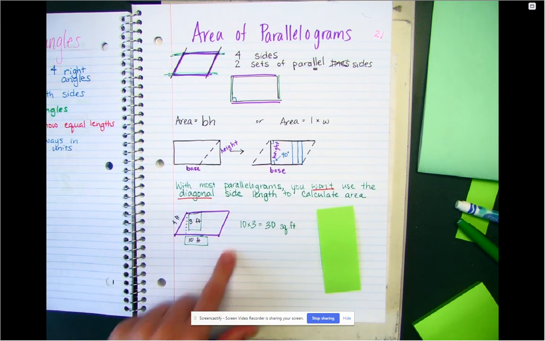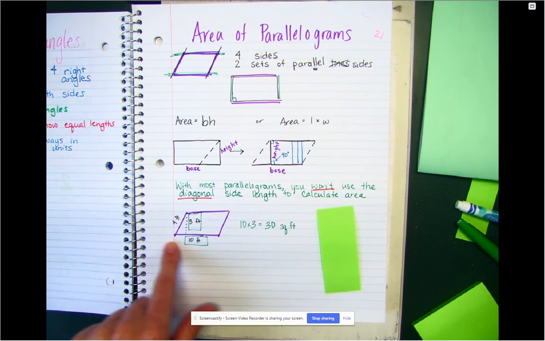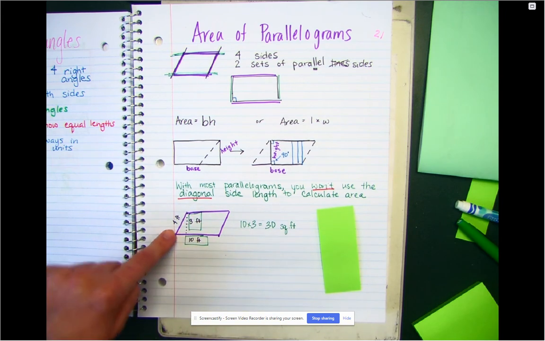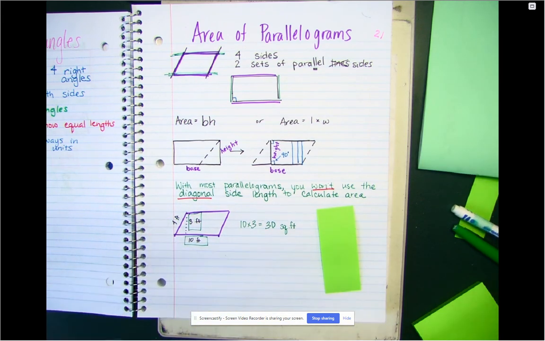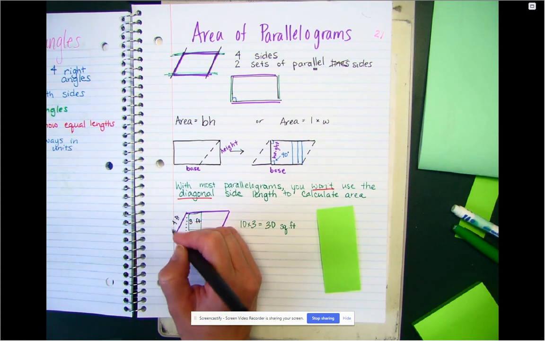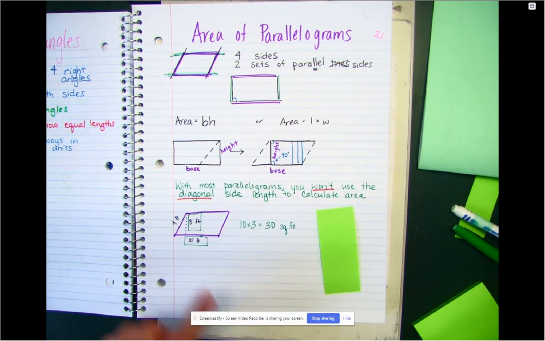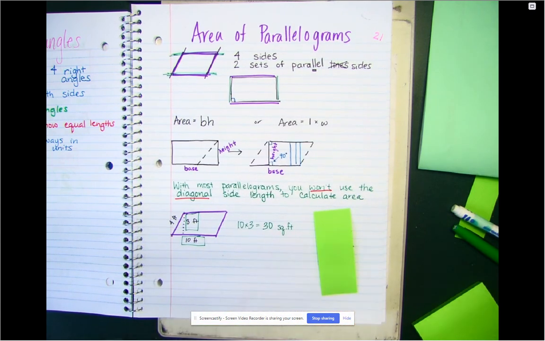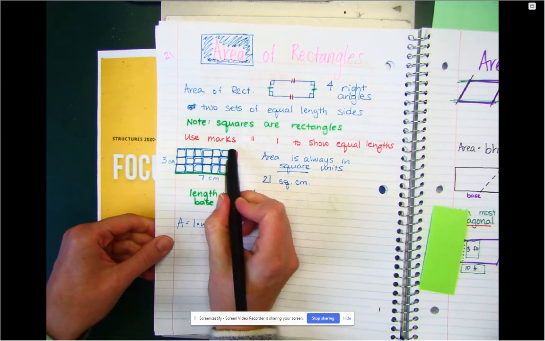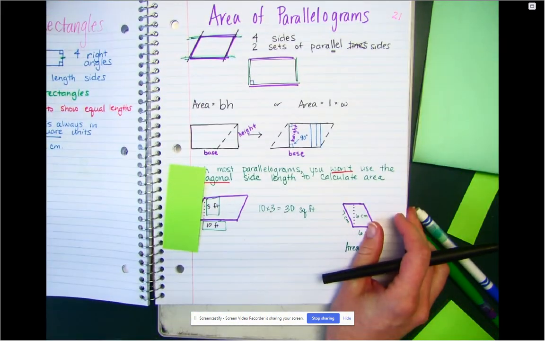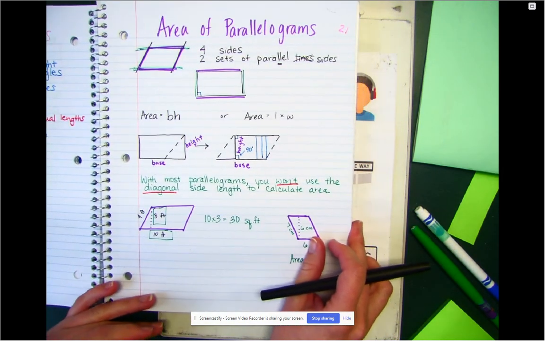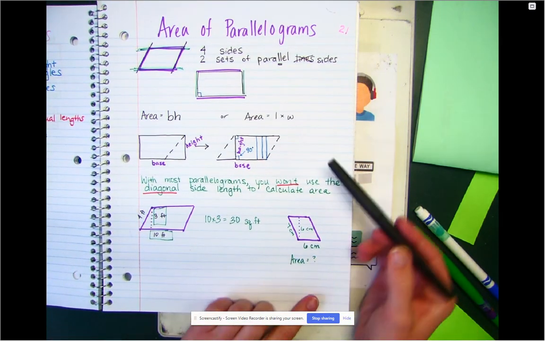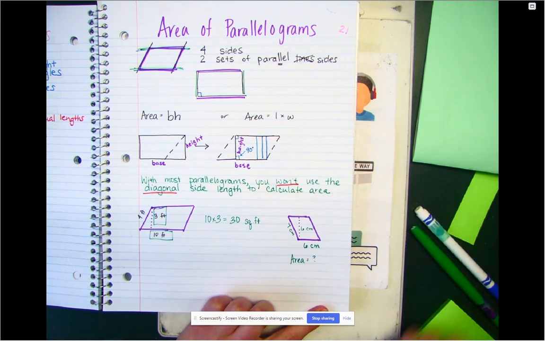So to find the area of this parallelogram, I need to do the base, which is 10 feet, times the height, which is 3 feet. That 4 feet side length, that's nice to know, but that has nothing to do with area. So I'm not going to worry about it. I am going to do base 10 times height 3 and get 30 square feet, because remember that area is always expressed in square units. So 30 square feet.